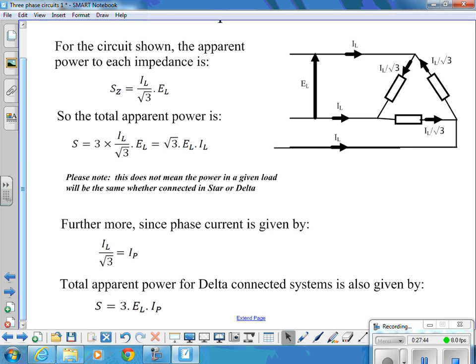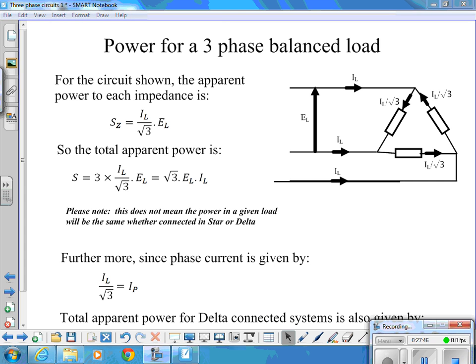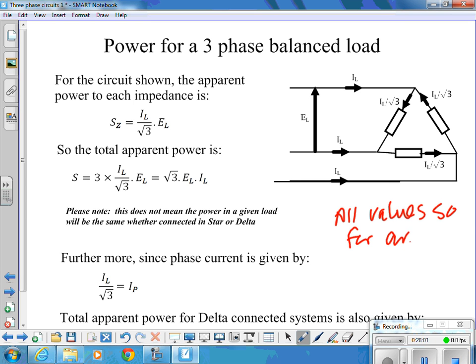Just before we go any further, and I didn't put it in the notes because I thought of it after I'd got them printed: all values so far are the RMS values of the voltages and currents. We're not talking about the peak values here, we're talking about RMS, or the effective value.